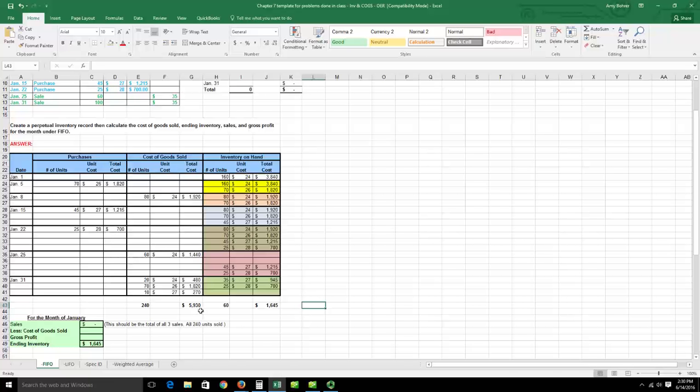Under the FIFO method, where we're using first in, first out, we're assuming the first items that came into inventory are the first ones that are sold every time we make a sale. We should see $5,930.